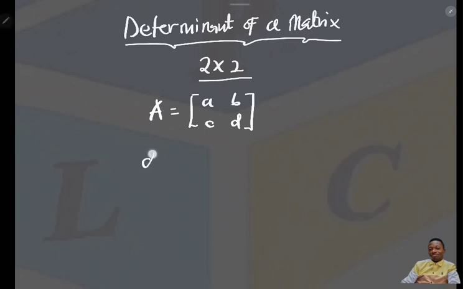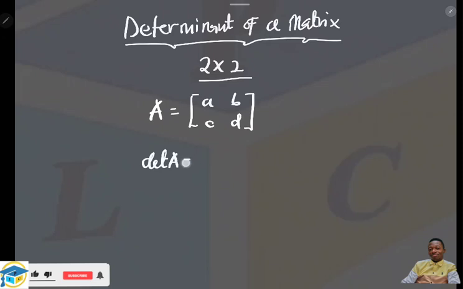So how do you find that? We will say that the determinant of A should be equal to the product of the downward diagonal, and then compare that to the product of the upward diagonal. By this we mean we'll find the product of A and D, compare that to the product of B and C. This is how we find the determinant of a 2 by 2 matrix.